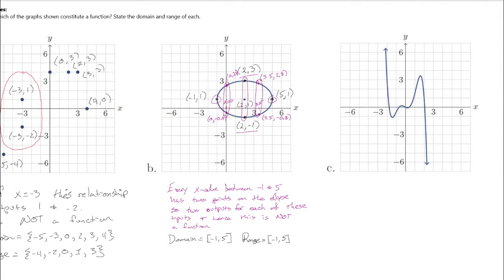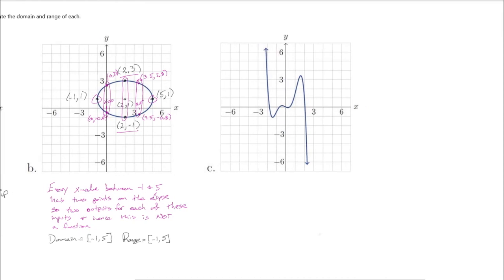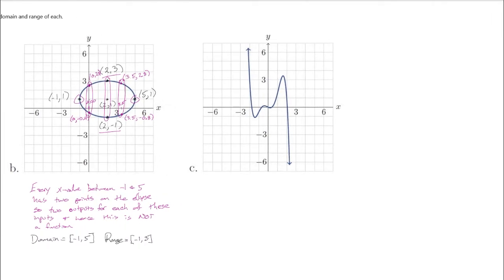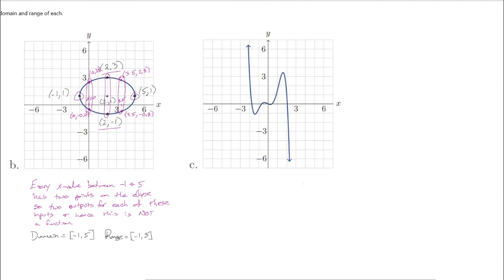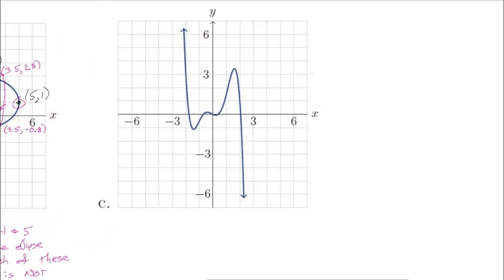And that's everything we're doing for this problem. Let's go ahead and move on to part C. Pause the video if you need to. Go on to part C, and this is a graph of, well, this is a polynomial function. There's a good chance you haven't seen a function that looks quite like this, but it's just a squiggly line.